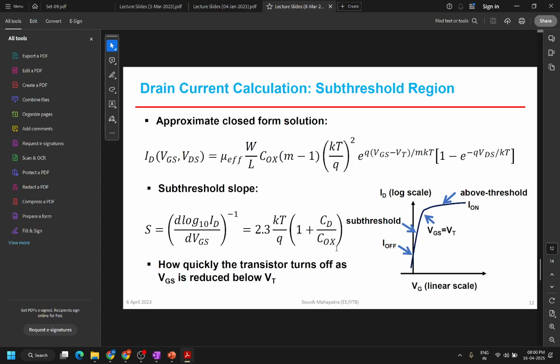And if you write it in different terms, it's dependent on exp of Q VGS by KT. So if we take log of this, it will be dependent on your VGS by KT. If you calculate, for every 60 millivolts, you will find that your current is reducing by a factor of 10. So it's becoming 1 by 10 for every 60 millivolts.